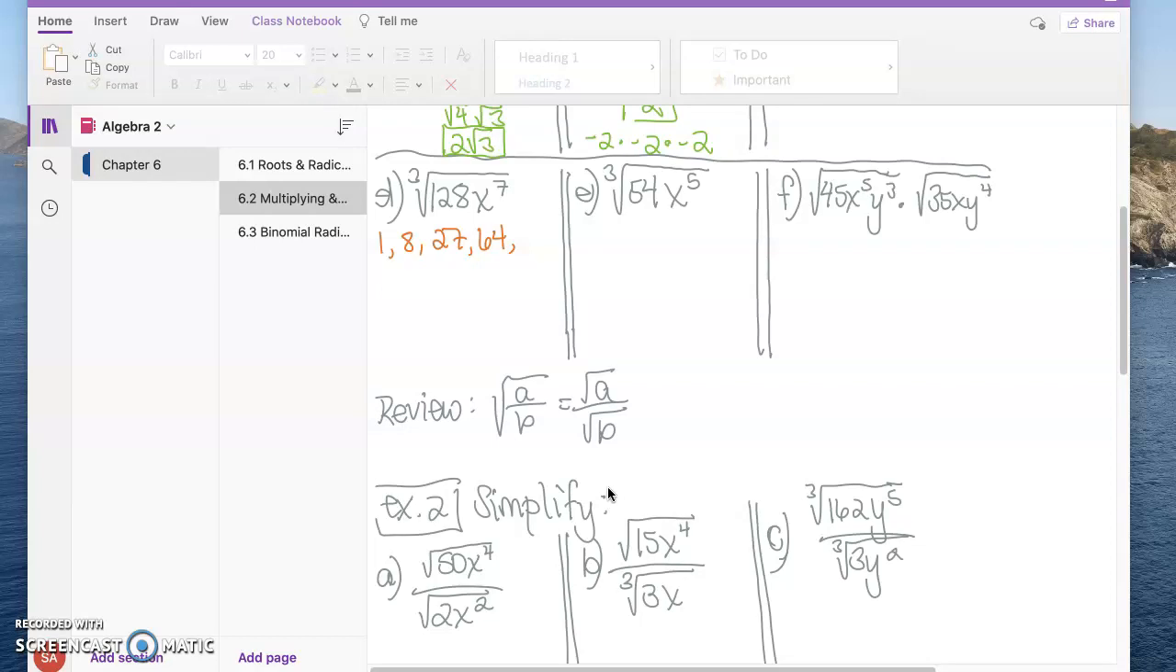1 doesn't do me any good. 8 doesn't go into 128, 27 doesn't go into 128, but 64 does. So I'm going to break this up into the cube root of 64 times the cube root of 2. 64 times 2 makes 128. And then I need to think about the x to the 7th.